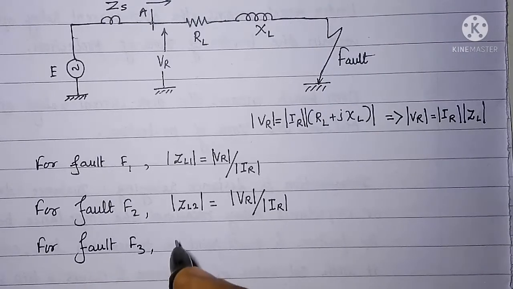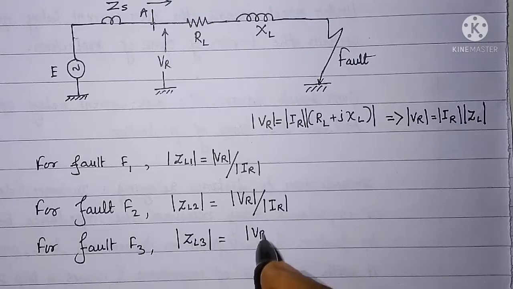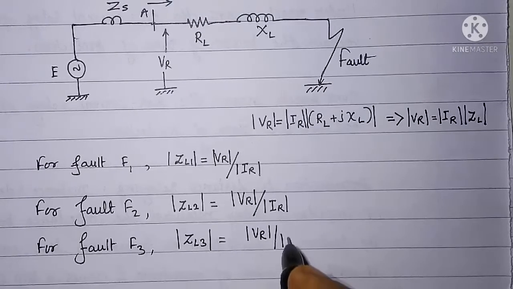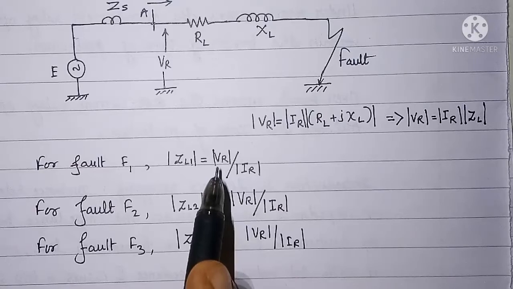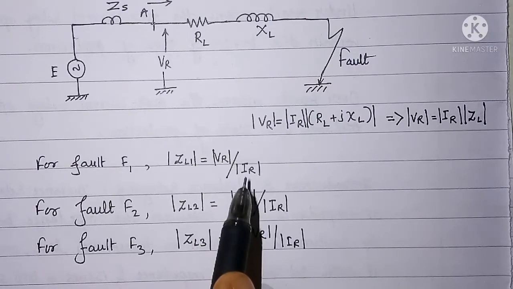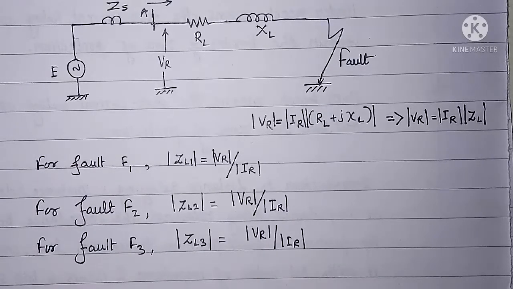For fault F3, magnitude of impedance ZL3 is equal to magnitude of VR by magnitude of IR. Remember here, for ZL1, ZL2, ZL3, the measured values of voltage and current magnitudes will be different.